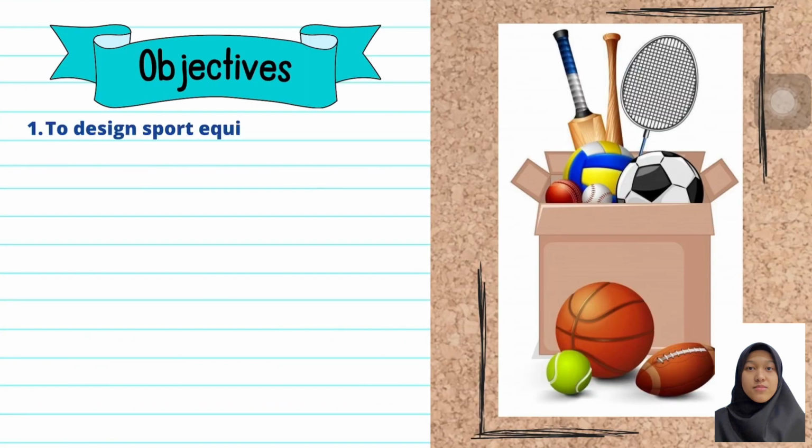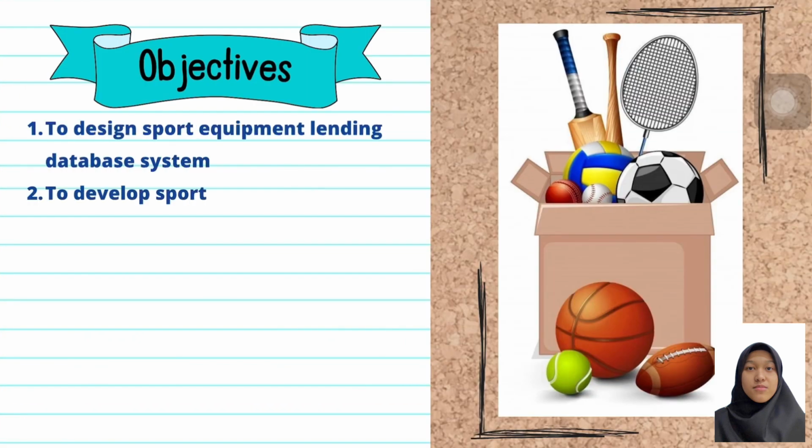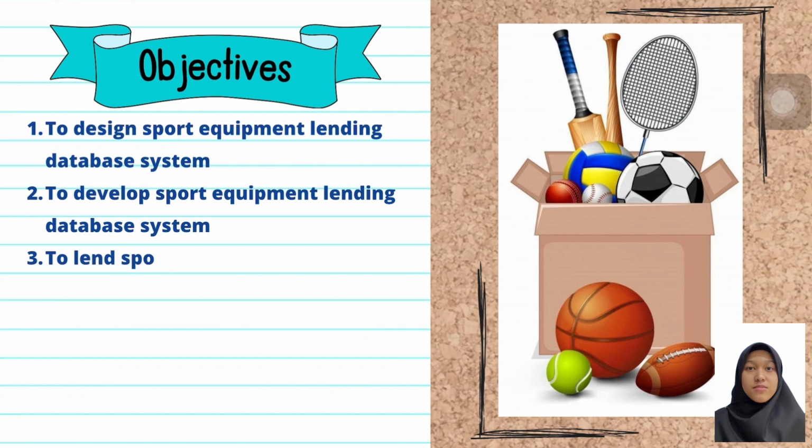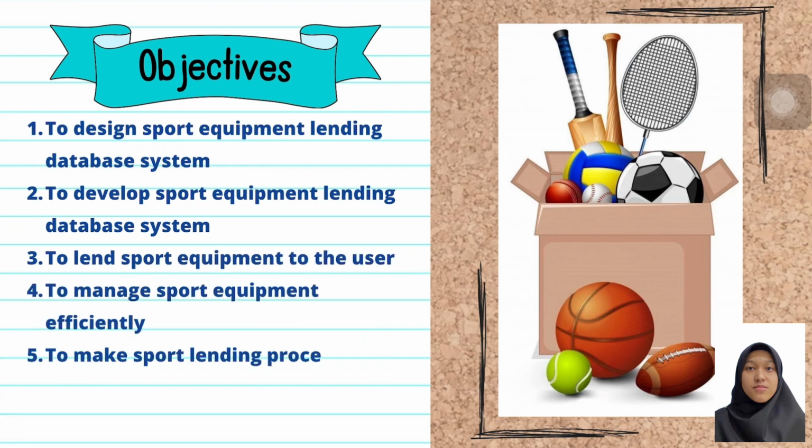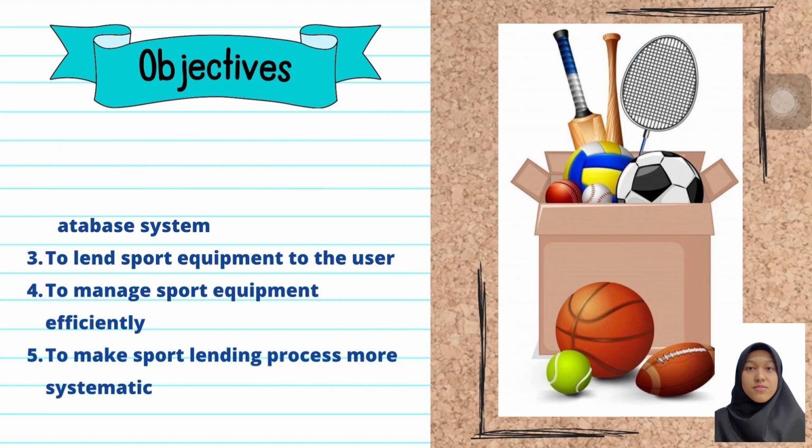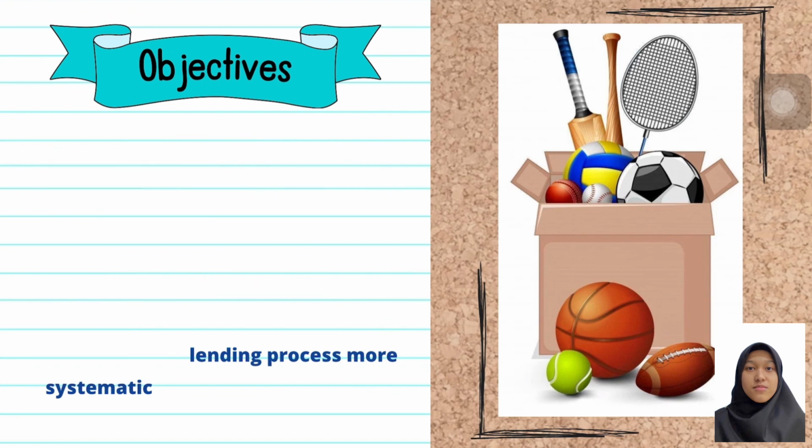Then the objectives of our project is to design sport equipment lending database system, to develop sport equipment lending database system, to lend sport equipment to the user, to manage sport equipment efficiently, and lastly, to make sport lending process more systematic. Now I will pass to Ashraf.